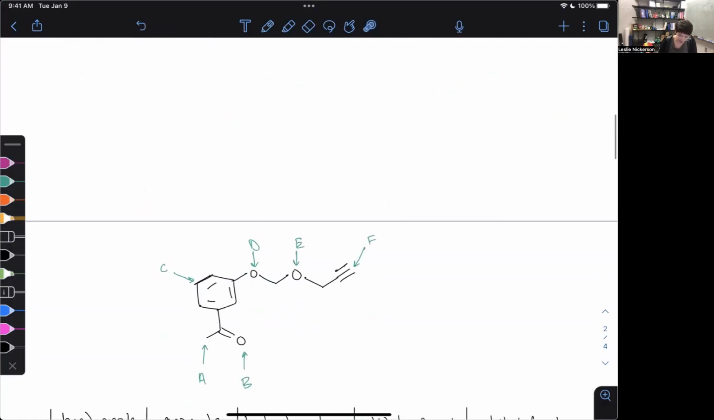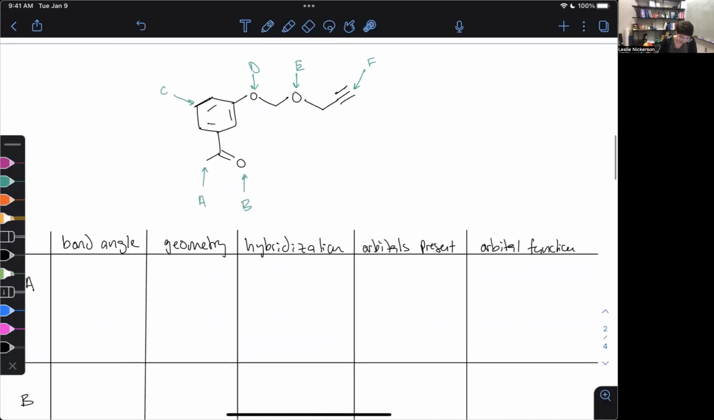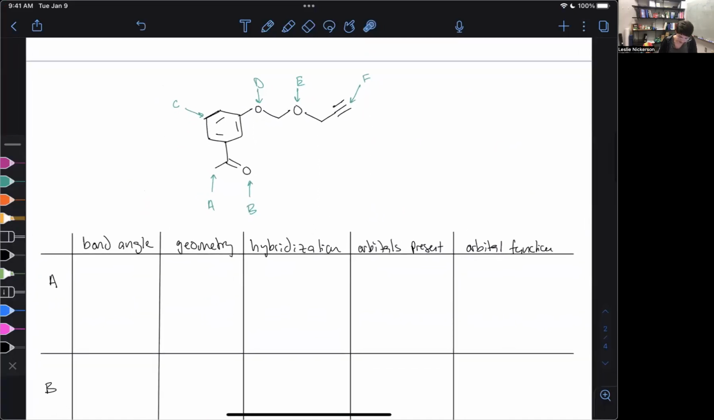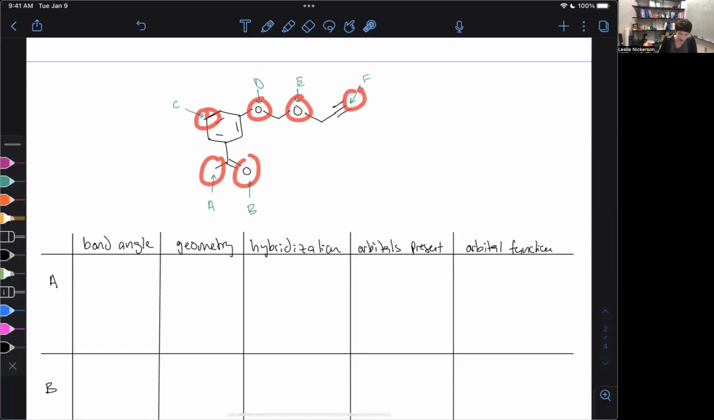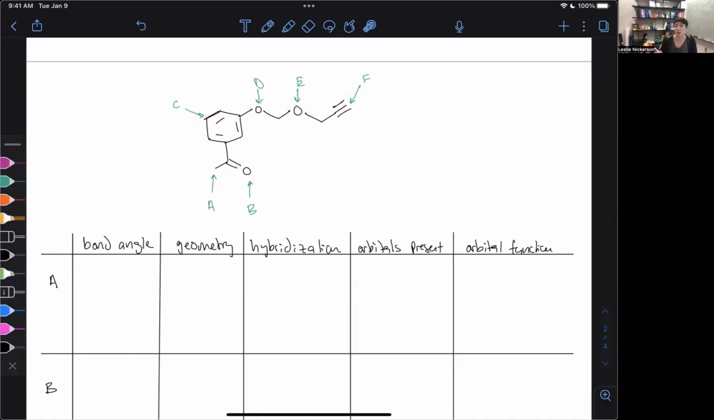So let's look at an example. That's going to be the best way to go through this and figure this out. For each of these, I have a few atoms labeled on this molecule. So I've got A, B, C, D, E, and F. These atoms are what we're going to be looking at to fill in this table. So we're looking at bond angle, geometry, hybridization, orbitals present, and what that orbital is doing, the orbital function.